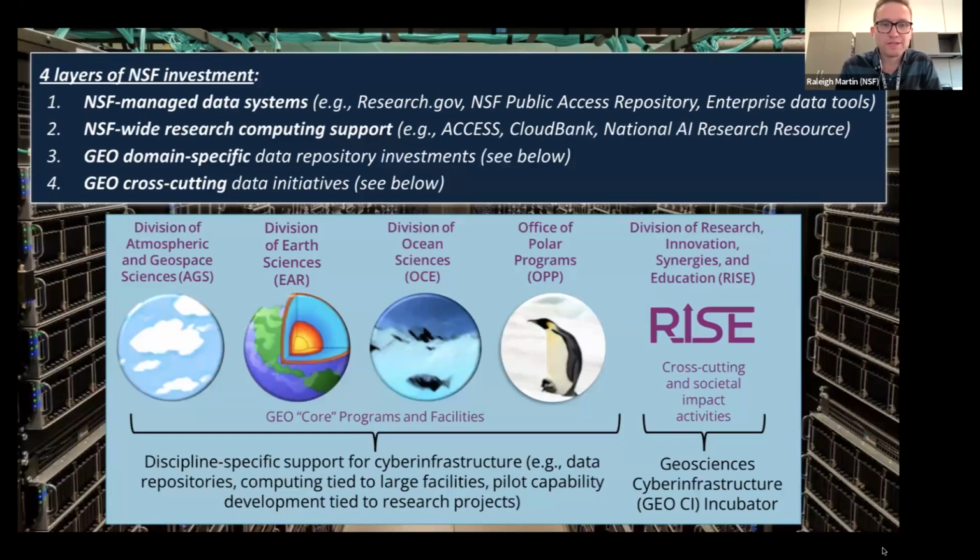Okay, so in terms of what this means for data, I can conceptualize this as 4 layers of NSF investment. So the first is we do have our enterprise data systems that are internal to NSF. This includes research.gov, which is our proposal management system, our public access repository, which is the place where grantees will upload publications and soon index data sets associated with NSF funding, and our internal enterprise data tools.